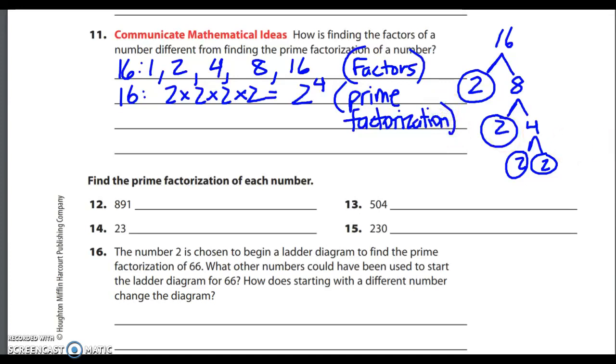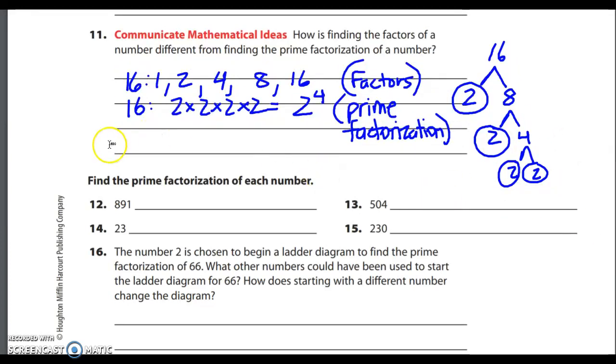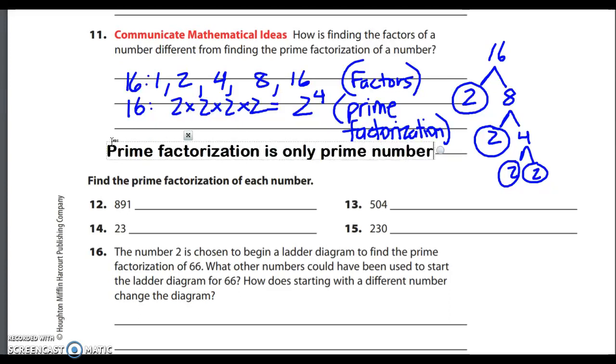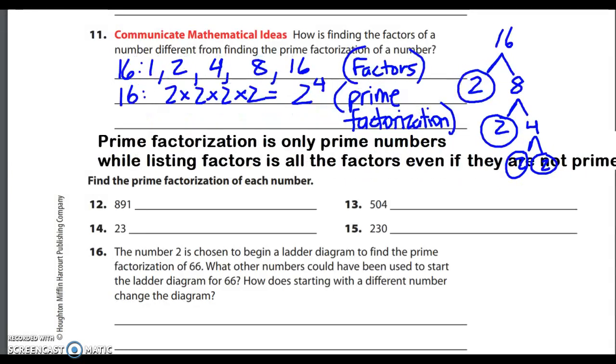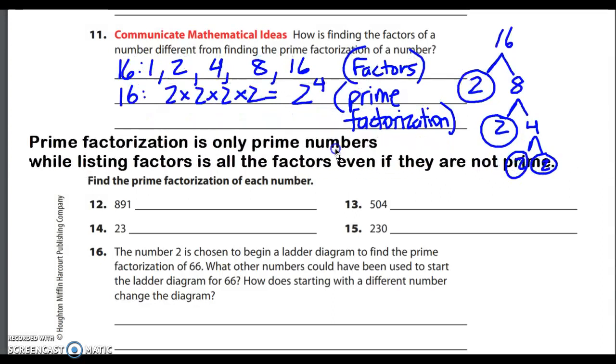And we could say something to the effect of, maybe I'll type something to the effect of: prime factorization is only prime numbers, while listing factors is all the factors, even if they're not prime. Okay, that's probably too long of an answer, and we just kind of have to live with that sometimes.